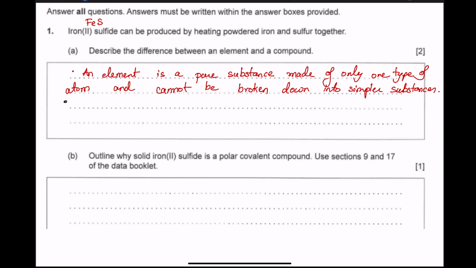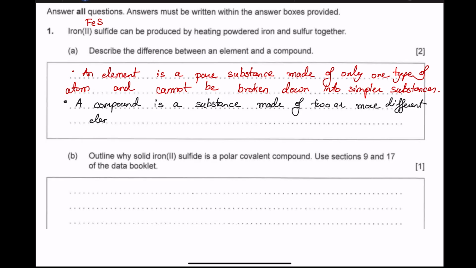Next. What's a compound? Compound is a substance that is made of two or more different elements which are chemically bonded together in a specific proportion. So I can write it like this. Compound is a substance made of two or more different elements chemically bonded together in fixed proportions.